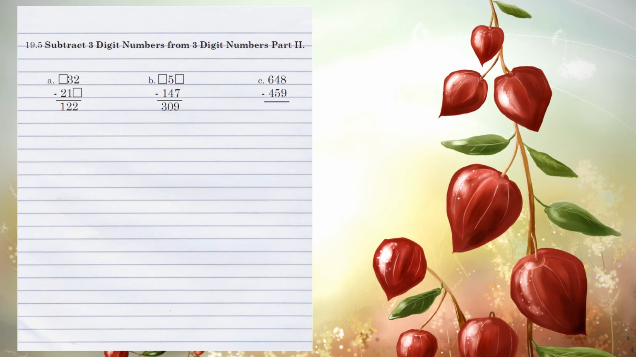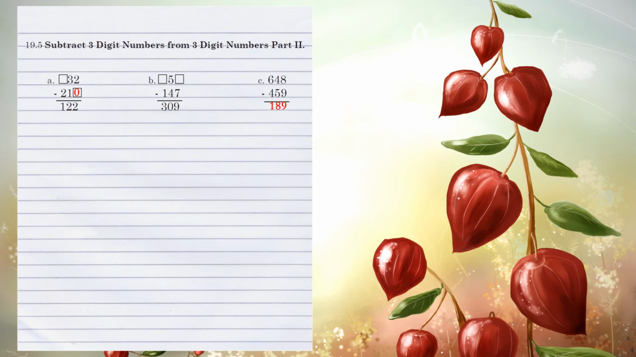Unit 19.5, subtracting 3-digit numbers from 3-digit numbers, Part 2. In example A, we have 2 numbers that are missing. So let's look at the ones column. 2 minus what number equals 2? Well, if we have a 2 as an answer, that means we didn't subtract anything. So the first number is a 0.